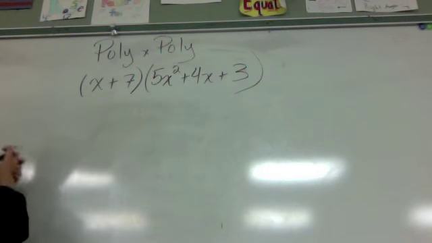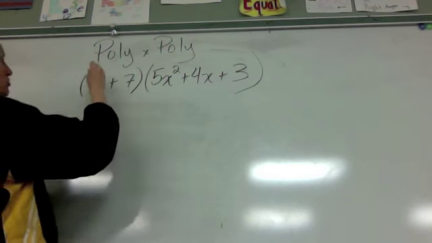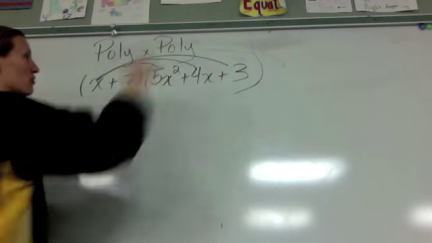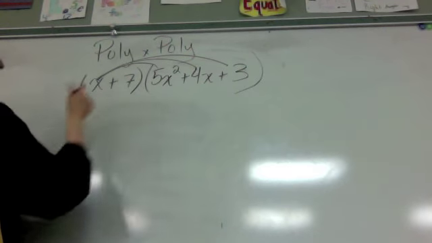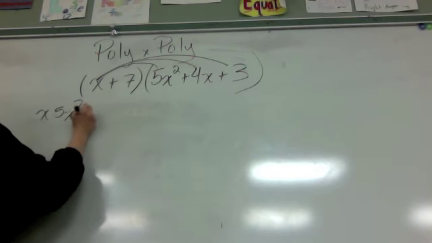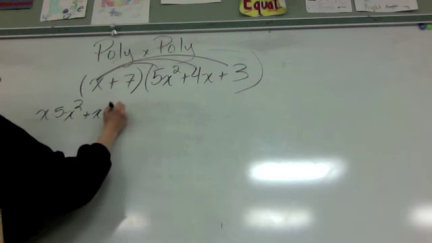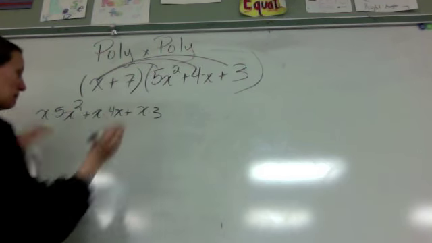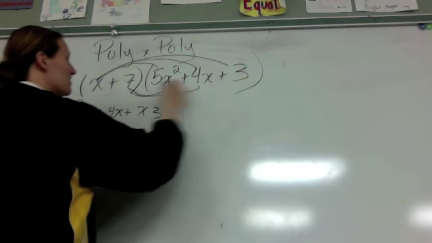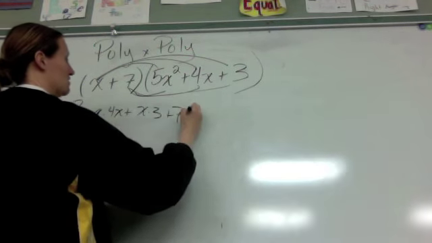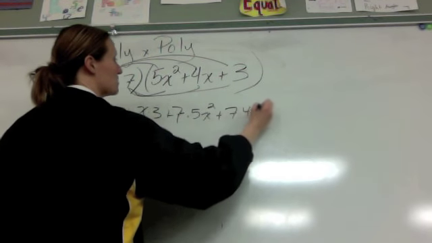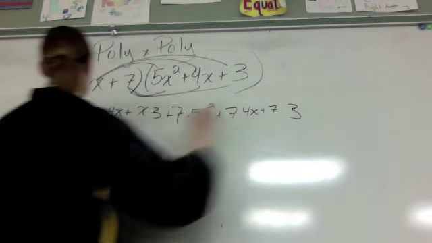So for the distributive property, what you're going to have to do is distribute the x to everything, and then go the other way and distribute the 7. If I distribute the x through first, x times 5x squared plus x times 4x plus x times 3. That's not too bad. Now you also have to distribute the 7 to everything. So 7 times 5x squared plus 7 times 4x plus 7 times 3.